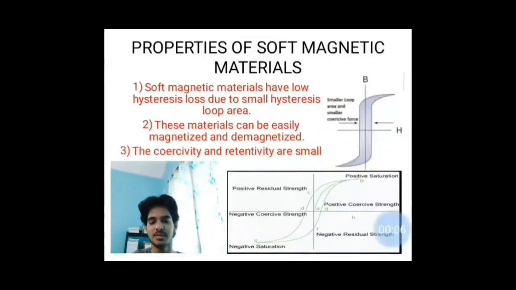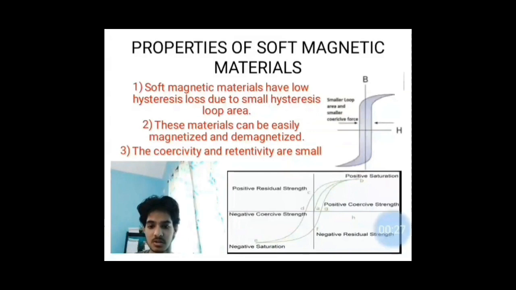Hello everyone, my name is Parsh Alve. Basically, I'll be covering three properties of soft magnetic materials. Now to understand this, your concepts of hysteresis must be clear. Moving on to property number 1, soft magnetic materials have low hysteresis loss due to small hysteresis loop area.